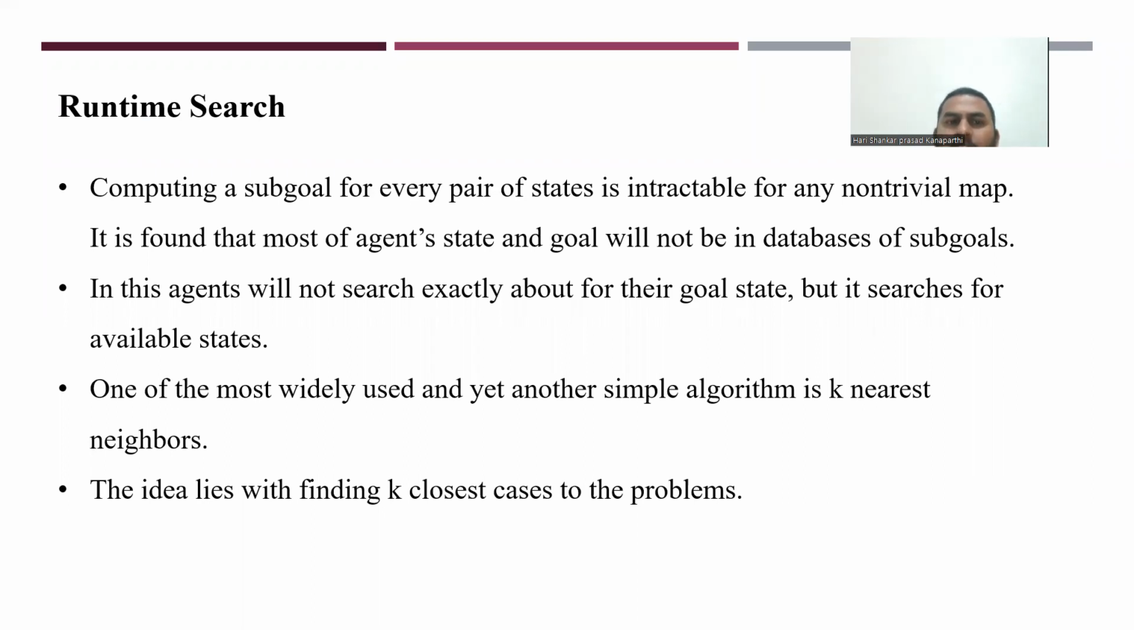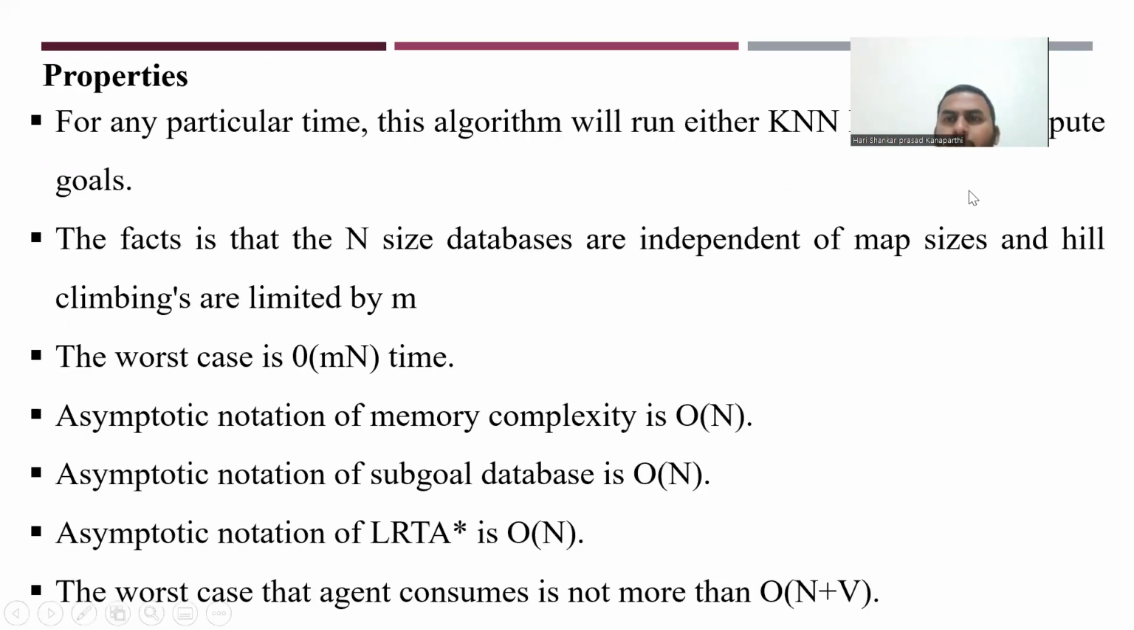Like it will not exactly find the solution that it requires, but it will be owning the state which is readily available for it. So one of the common algorithms we use is k nearest neighbors. So in this algorithm, they are going to use this because it will help in finding the nearest goal which is present in the database. So let me continue with the properties.